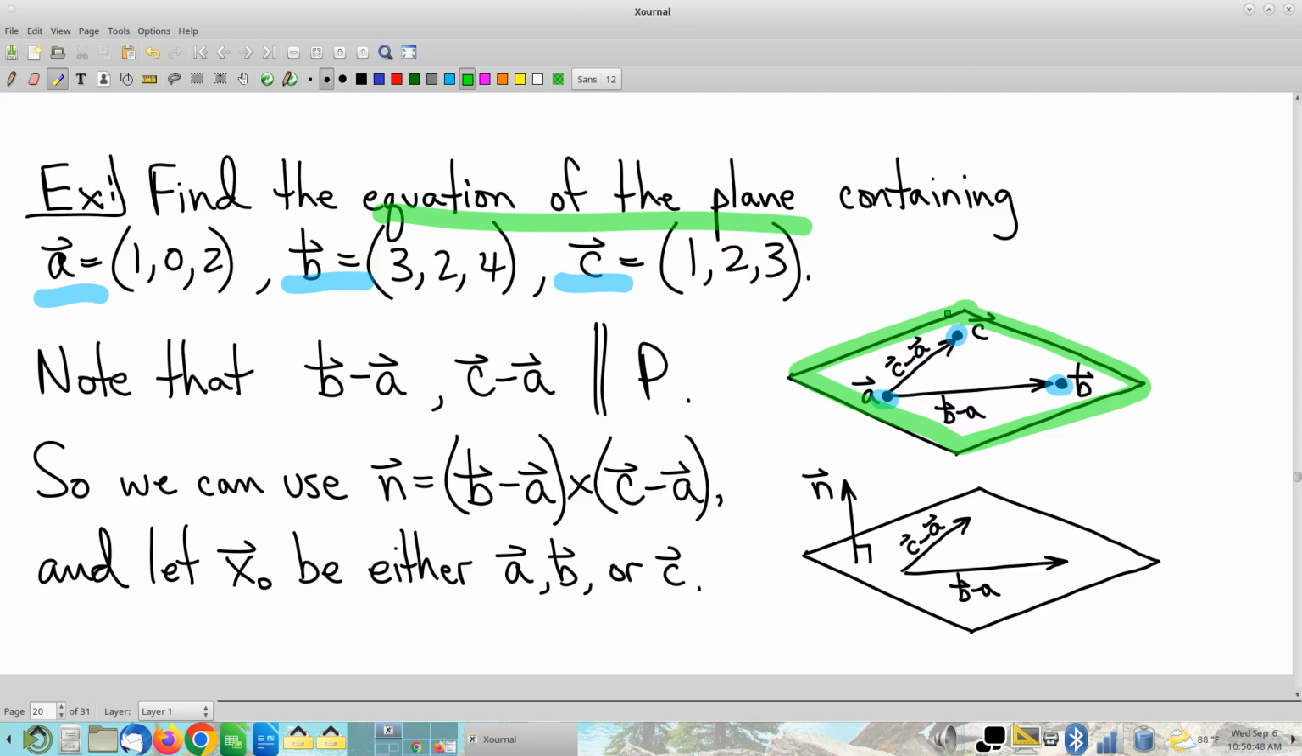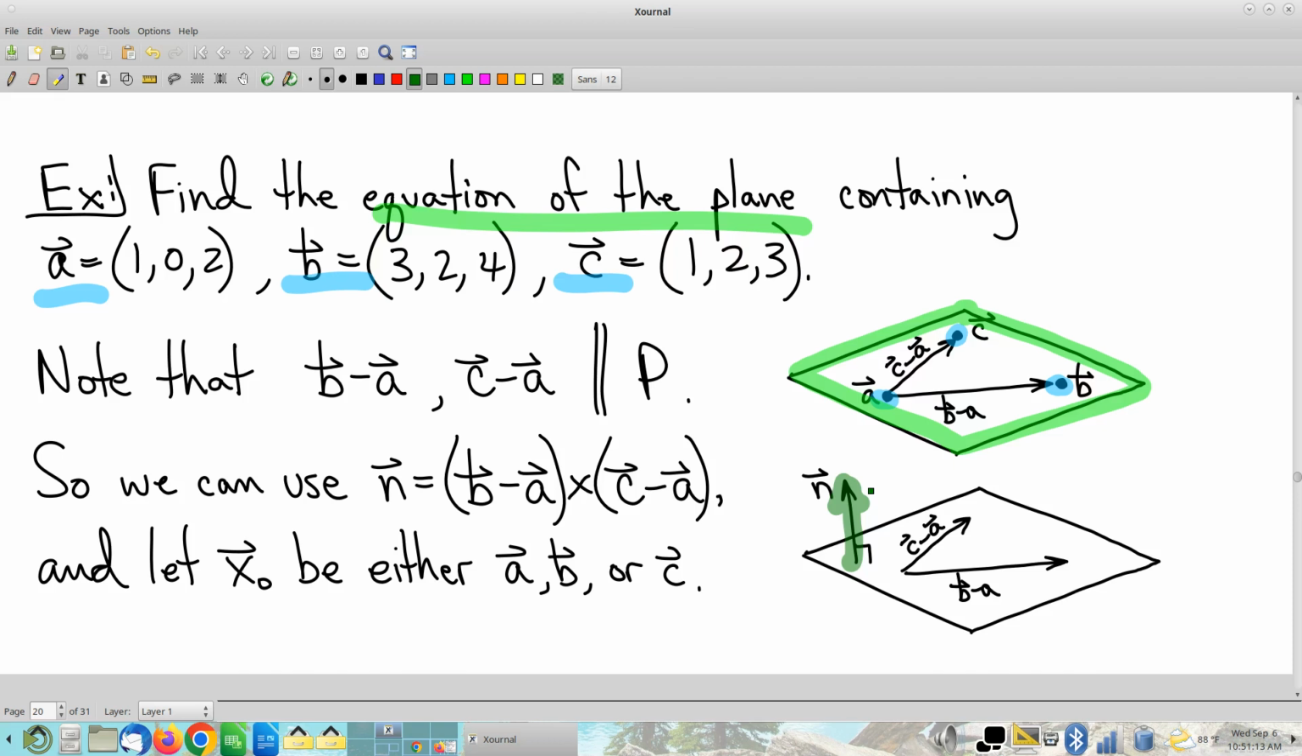So let's see here. What do we want? We want the equation of the plane. Working backwards, what gives me the equation of the plane? Apparently, I'm going to need to know a normal vector. Okay, so how can I use these 3 points to make a normal vector? Not clear.